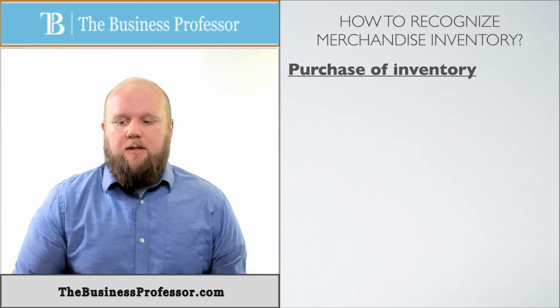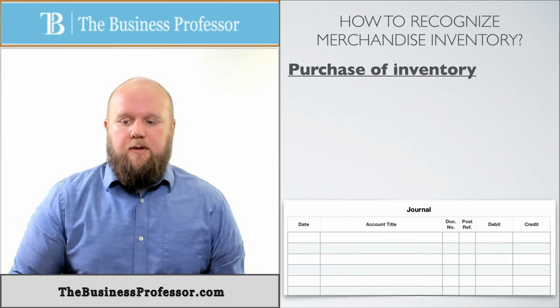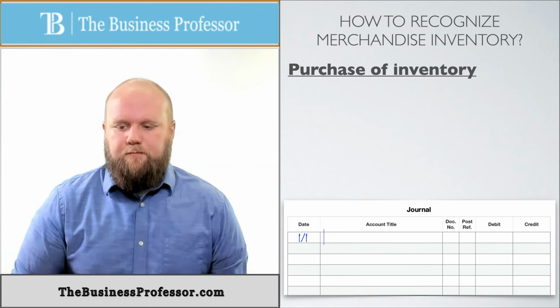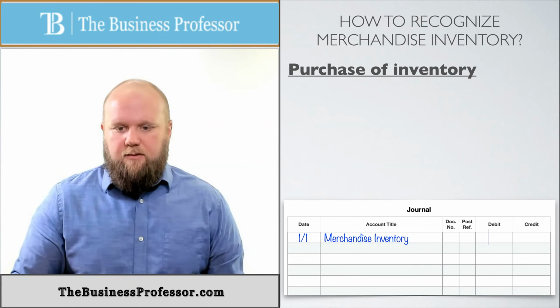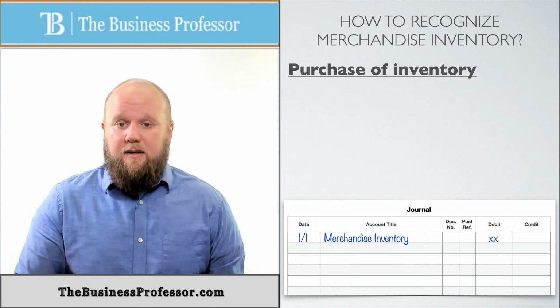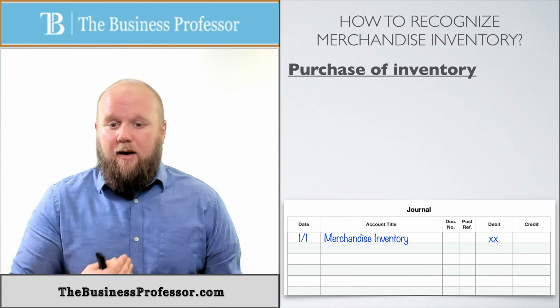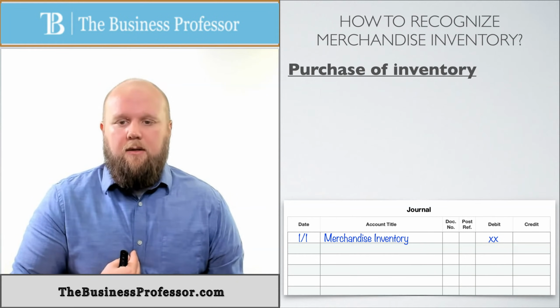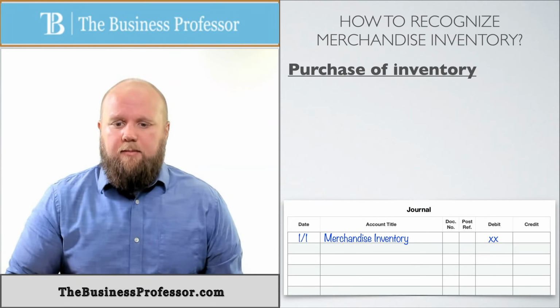Okay, so what would that look like on a journal entry? Well, whatever the date is, I'm just going to put 1/1. And I'm going to put merchandise inventory or inventory of whatever amount. That's what I'm debiting because remember, that is an asset account. I own that inventory until I sell it. So my inventory is going up by that amount.